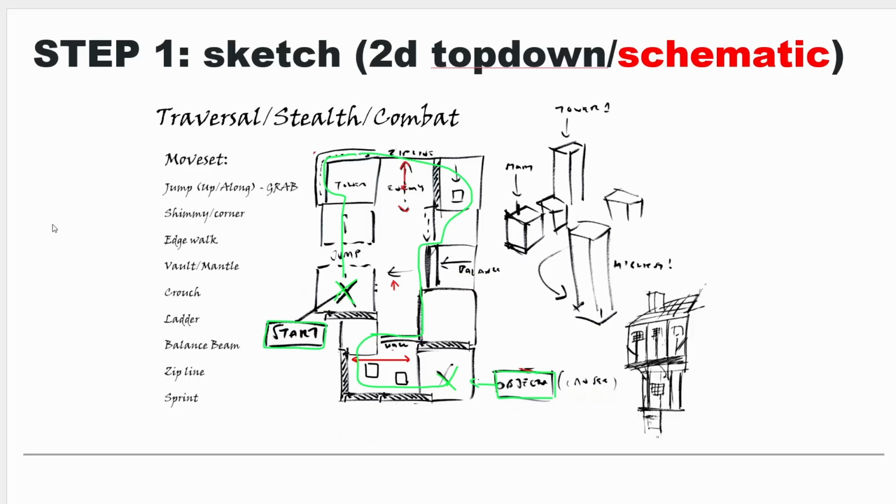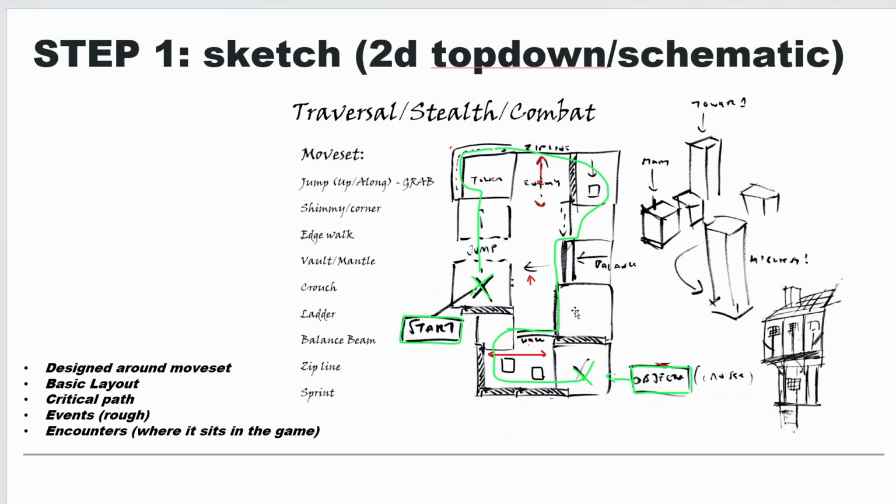Okay, so just before we move into UE5, I just wanted to reinforce that it is quite a common technique to use schematics within level design. So we're designing around the moveset. It's the basic layout, critical path, which is the green line, which is the most direct route through your level. You can put in events, probably not at the schematic stage.